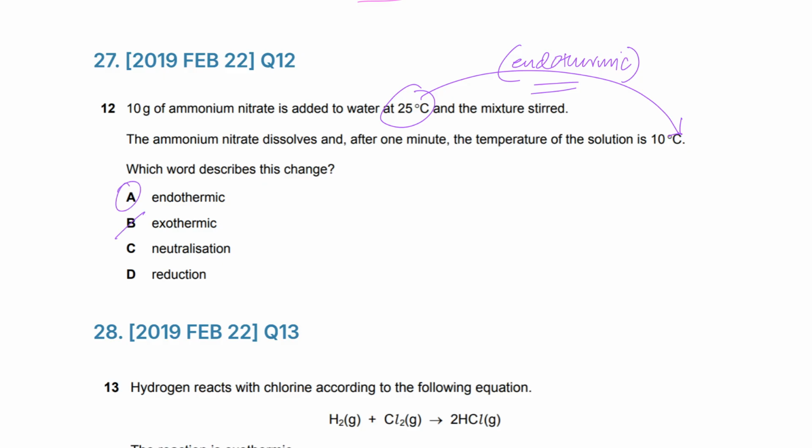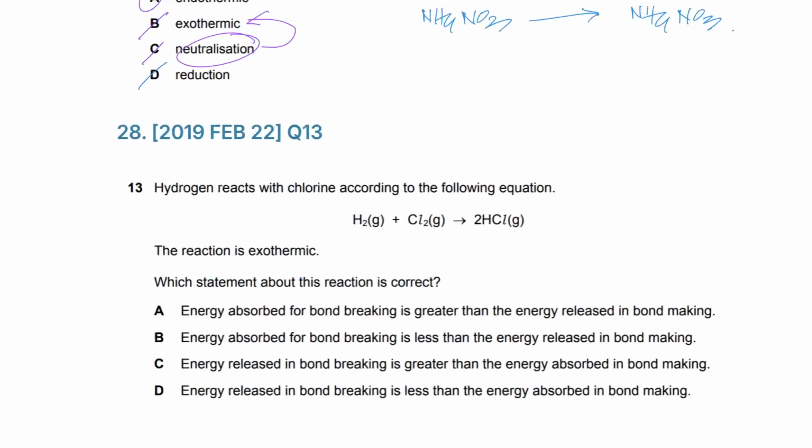It's not neutralization, because neutralization reactions are also exothermic reactions. He's just dissolving it. It's not reduction, because you could calculate there's no change in oxidation number. You add ammonium nitrate to water, it's still ammonium nitrate. But in one case it was solid and now it's aqueous. Oxidation numbers stay the same.